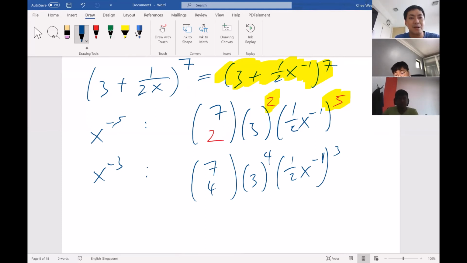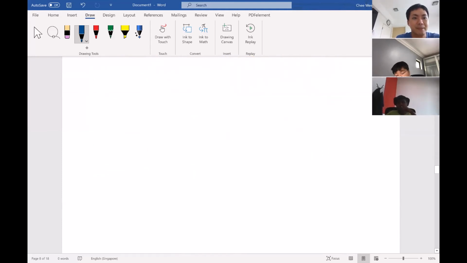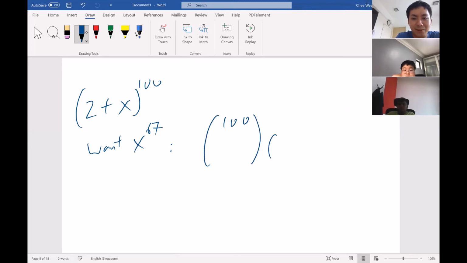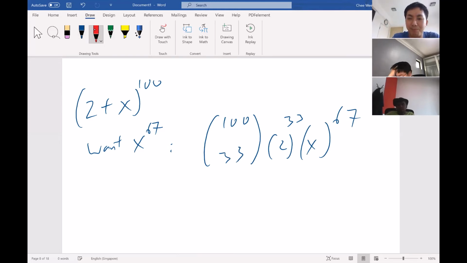So when I do questions like this, I practically always work backwards in my mind. Let's say if you want me to expand 2 plus x to the power of 100, and you tell me you want x to the power of 67. So I'm actually reverse engineering. I know that there's 100 choose something, 2 to the power of something, x to the power of something. So this one is 67 right away. Get it? Then this must be 33. So in terms of my brain thinking, this comes first, this comes second, this comes last actually. But in terms of the structure, you must be able to fill all this in first.